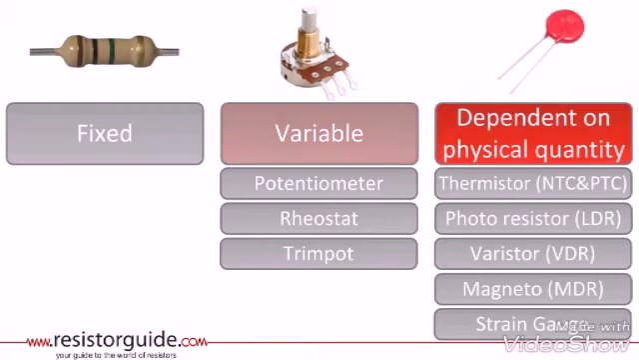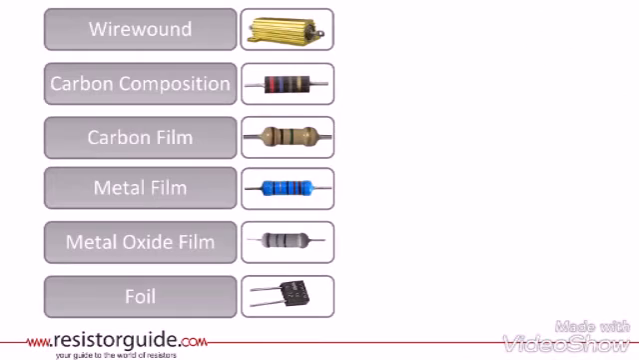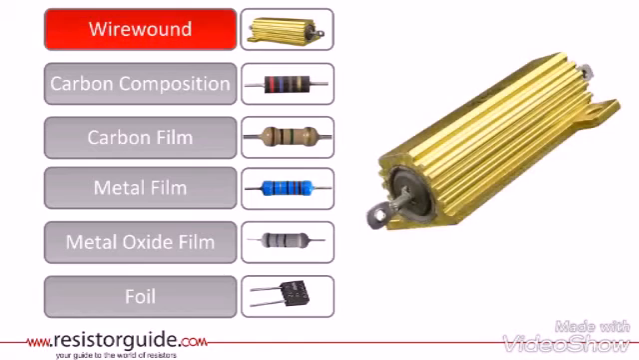A third category are resistors which have a varying resistance dependent on a physical quantity, such as light, temperature or voltage. They are often used as measurement devices. Another breakdown of resistor types can be made according to resistance material and construction. Wire-wound resistors are the oldest type which are still used today.